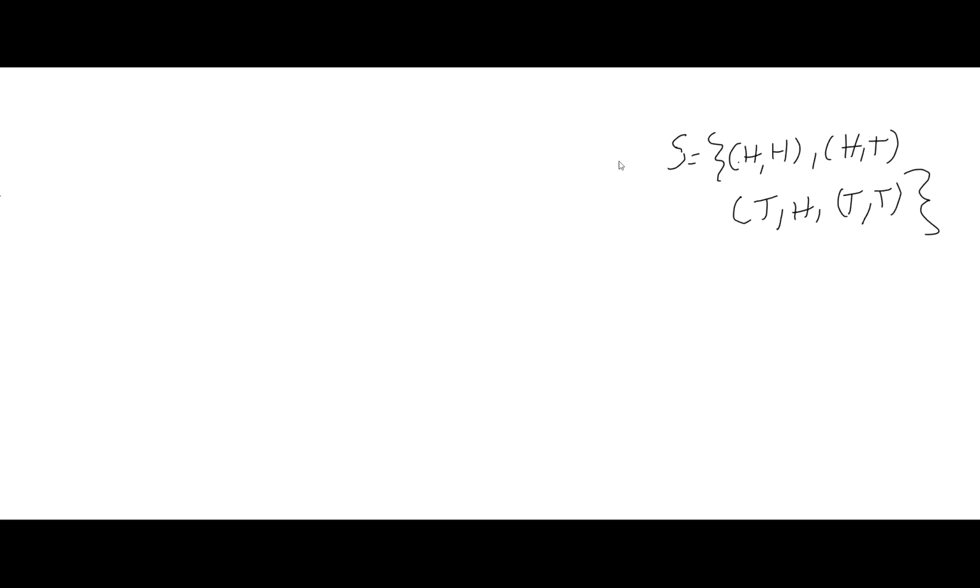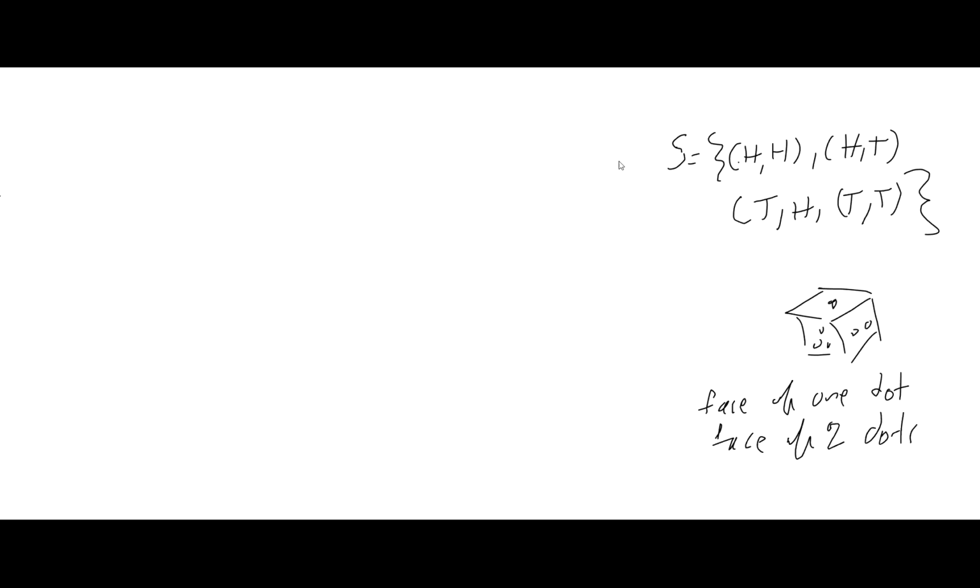Actually, even the dice, which has 1 point, 2 points, 3 points, up to 6 points, even in this case, they are events. I mean, the outcome of throwing a dice will be the face of one dot. You should write it in this way: face of one dot, face of two dots, and so on. So they are events.